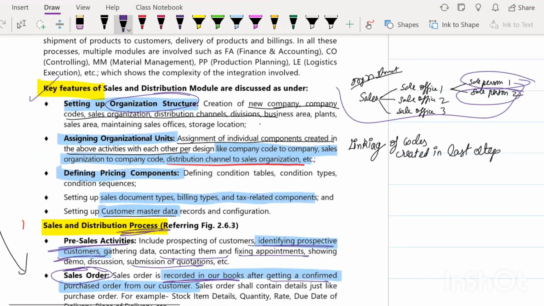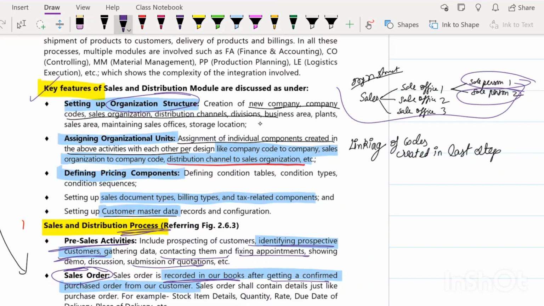Then you will feed in whatever your sales codes are related to each product. You will have your sales code, so that sales code you have to feed in. Then, if you have to make a sale, there must be a distribution channel, like it will move from one vendor to another vendor and then finally to the customer. That distribution channel also you have to update into the ERP system. So this organization structure you have to update. Once this organization structure has been updated into the ERP system, you have to assign organizational units.